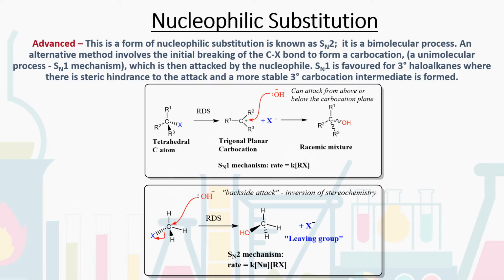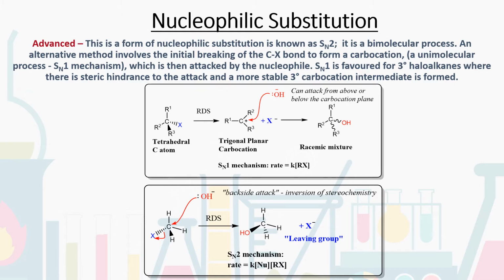That breaking is the rate determining step, and so that's why our rate law depends just on the haloalkane, and doesn't depend on the nucleophile this time, because the nucleophile occurs after the rate determining step. If you're not happy with this kinetic stuff, you can go and check out my videos on the kinetic series.